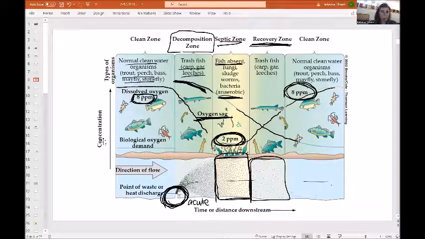So please make sure that you are looking back on what an oxygen sag curve is, what it tells me about the ecosystem, and what type of biodiversity I should be able to find in each of these different zones.